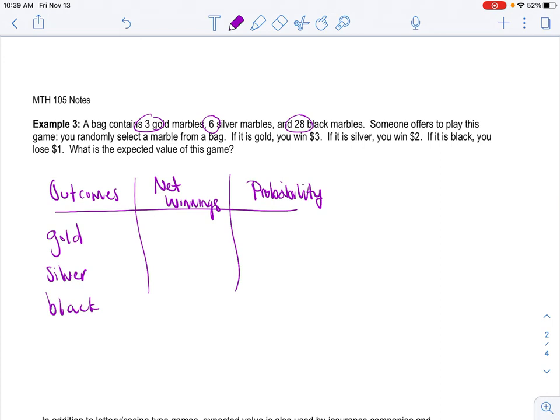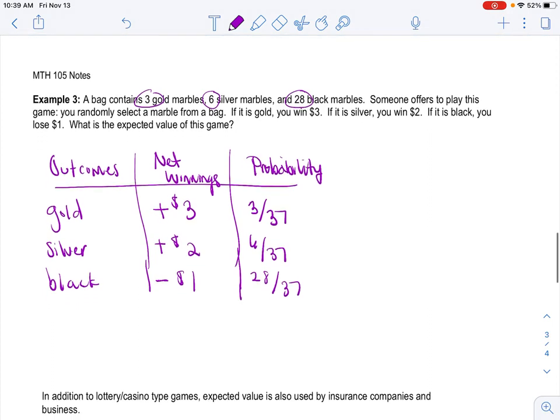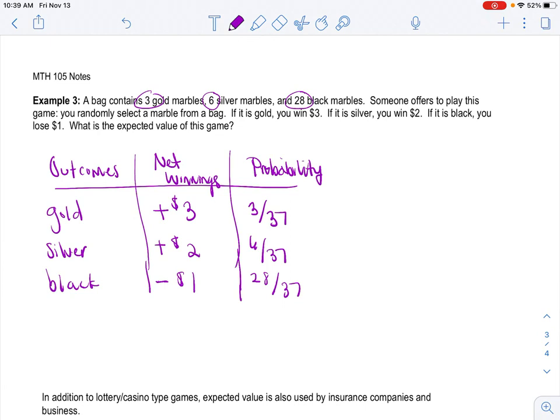Well, if I pull a gold, it looks like I win $3, so I'm going to put a plus there. And my probability would be there's only 3 golds, but there's 37 total in the bag. Silver, I win $2, and that is 6 out of 37. And then black, I lose $1, and that is 28 out of 37. So of course losing has a bigger chance of happening. And again, when you're doing this on your own, just to make sure it's correct, add those all up, make sure you get 37 out of 37, and I do.